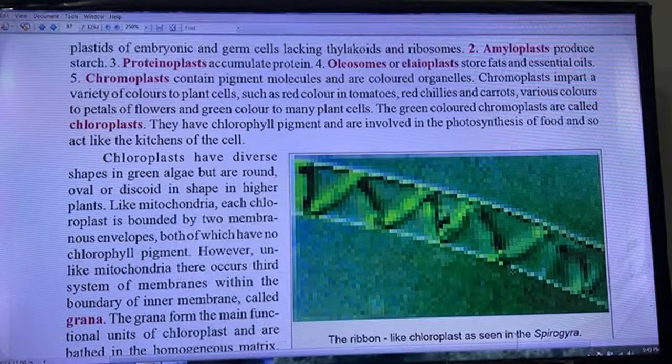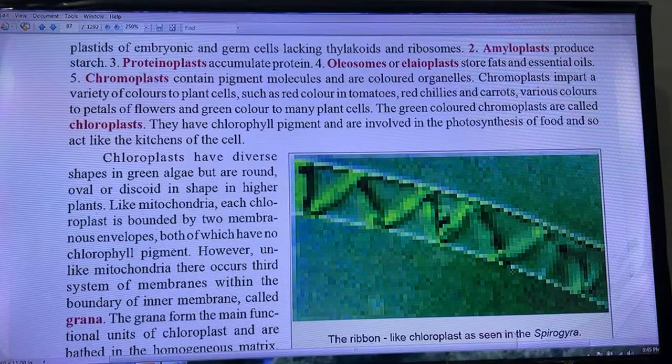Chromoplasts contain pigment molecules and are colored organelles. Chromoplasts impart a variety of colors to plant cells, such as red color in tomatoes, red chilies, and carrots, various colors to petals of flowers, and green color to many plant cells. The green colored chromoplasts are called chloroplasts. They have chlorophyll pigment and are involved in the photosynthesis of food, and so act like the kitchen of the cell.